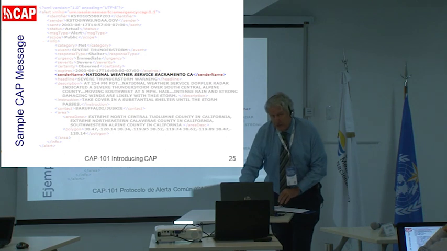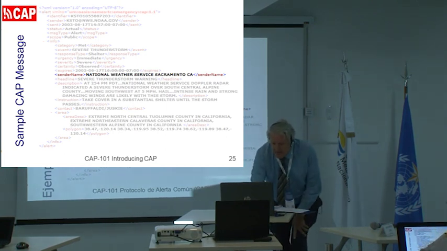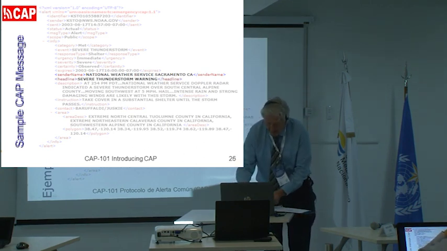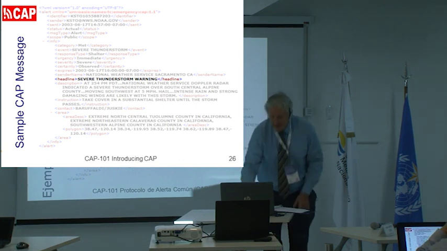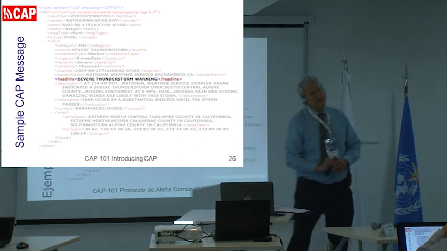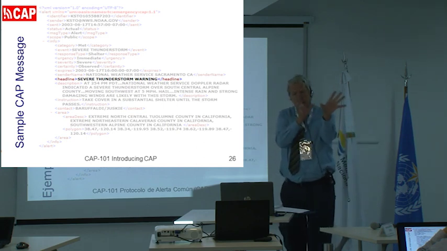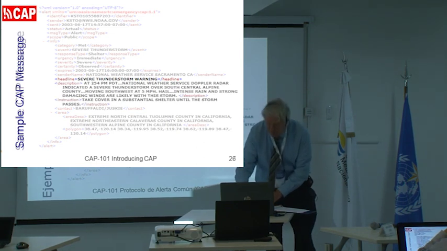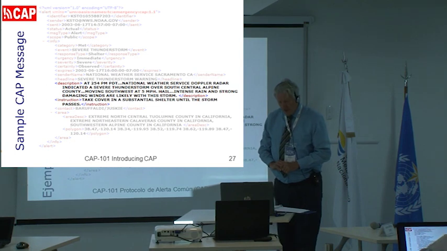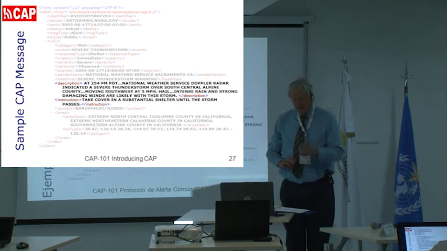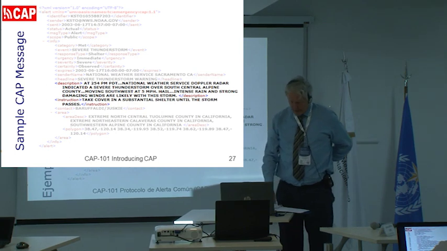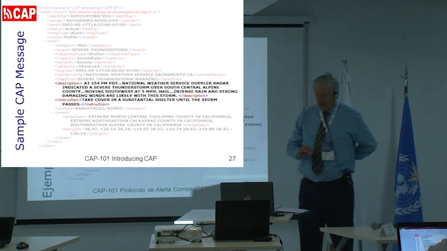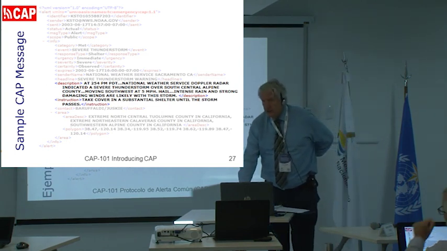So this particular CAP message has the sender name, National Weather Service, Sacramento, California. Then we see the headline. See headline? Severe thunderstorm warning. This is how XML works. Tag, value, end tag. Severe thunderstorm warning for the headline. The description: this storm is likely to have hail, intense wind, or intense rain, strong damaging winds. And separately, in CAP, we have the instruction. Take cover in a substantial shelter until the storm passes.